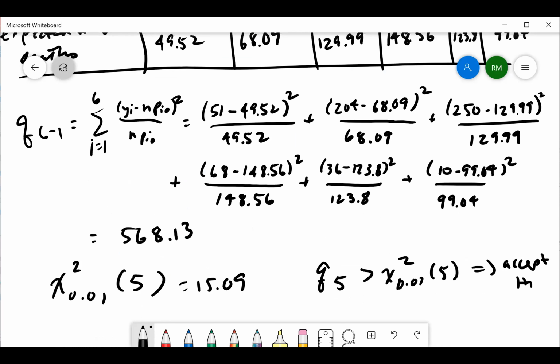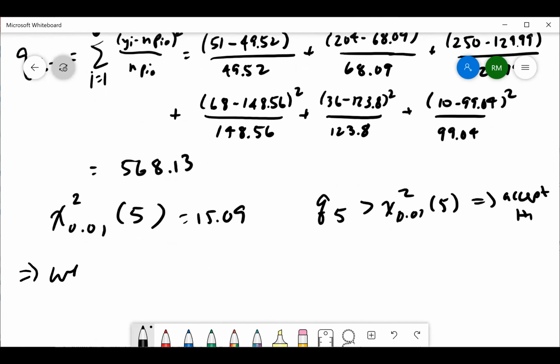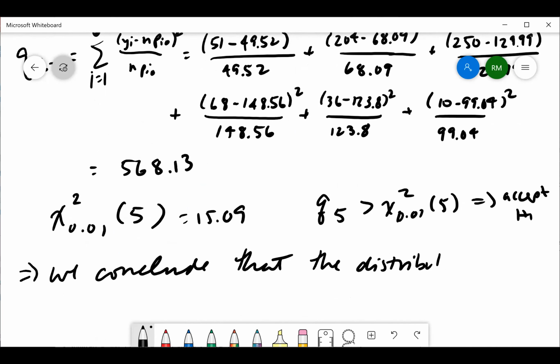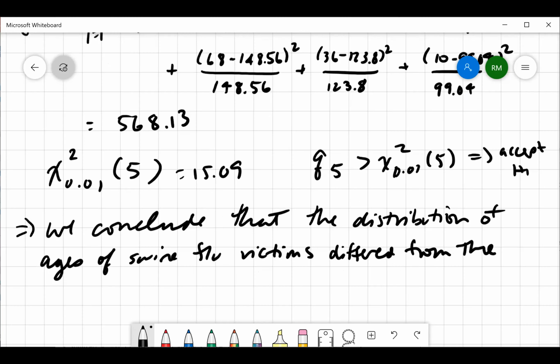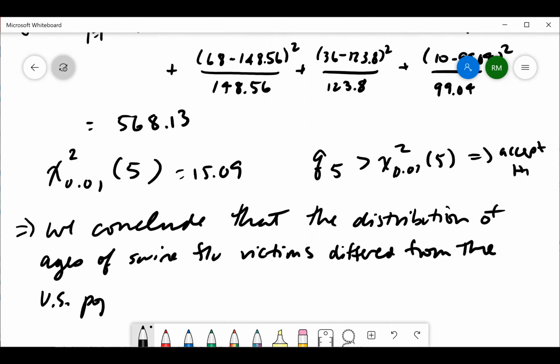So after all that, what has it told us? It's told us that we conclude that the distribution of ages of swine flu victims differed from the US population. And we're very confident of that.